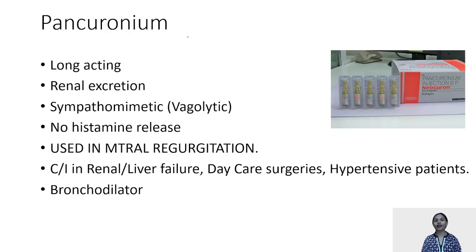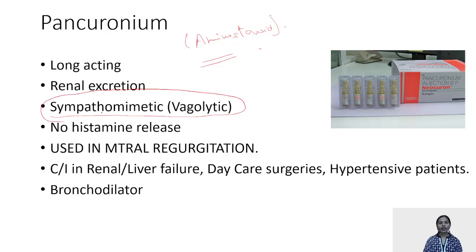Pancuronium is an aminosteroid, which is a long-acting drug. The most important thing about pancuronium is that it is sympathomimetic. It is vagolytic. It leads to an increase in heart rate and an increase in blood pressure. It's not cardiac stable at all.